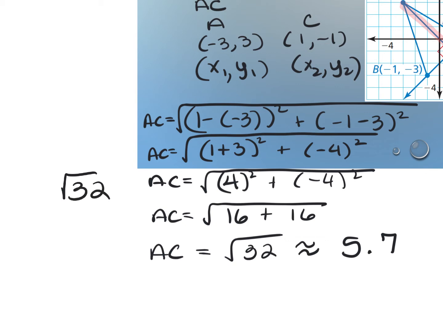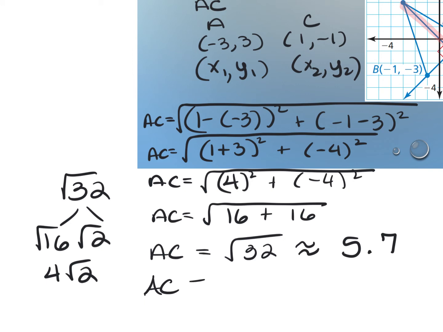So you're going to do a factor tree. You could, if you recognize that 2 times 16 is 32, then the square root of 16 is 4. So the simplest radical form is going to be 4 square root 2. This is what I'm going to be looking for in your work, and this is how you're going to answer it on the test next Tuesday.